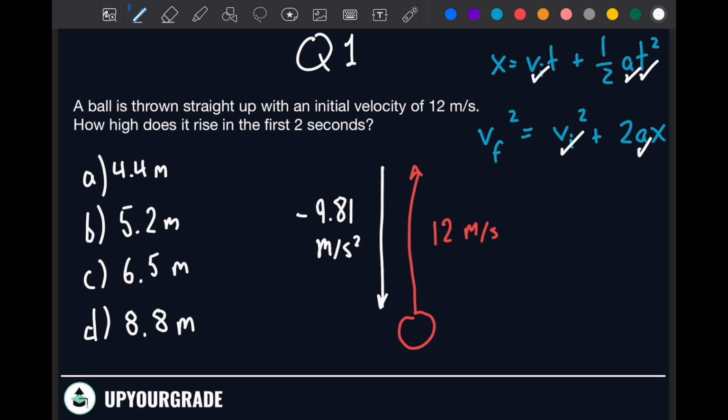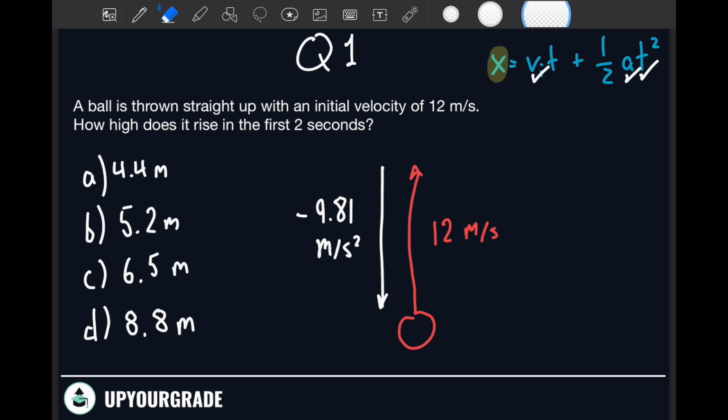So the first equation here works perfectly because we have our unknown, the displacement, which is what we're trying to find, and the rest of the variables are all known. But the second equation is not going to work here because we're trying to find the displacement, which is an unknown over here, but we do not have the final velocity. So there's a second unknown that makes that equation not usable for this particular problem.